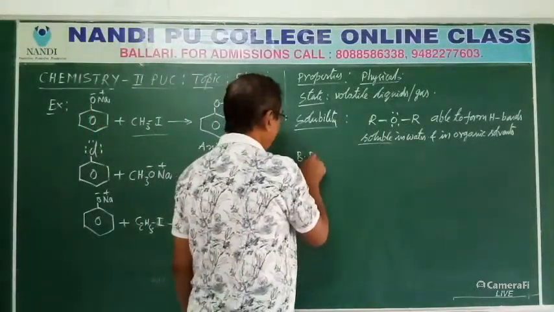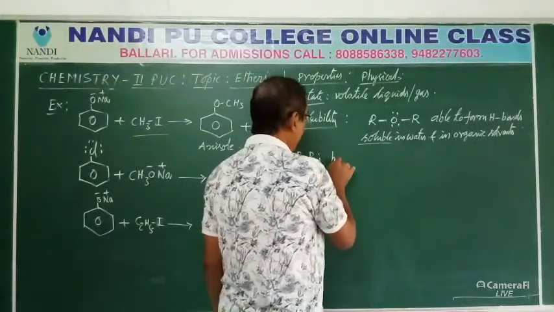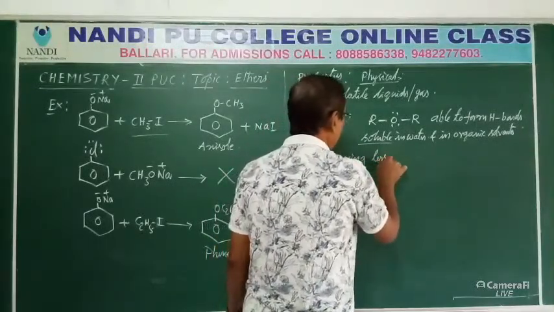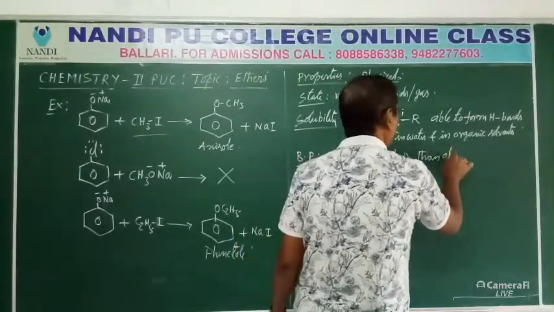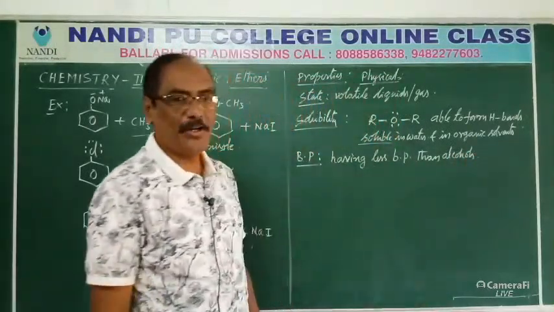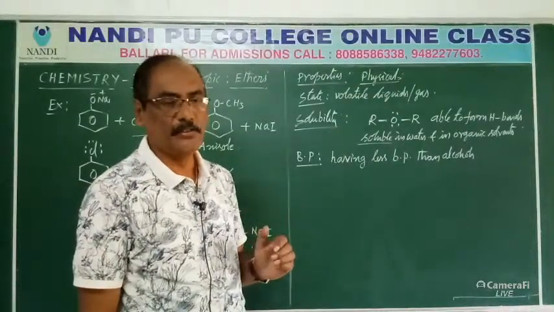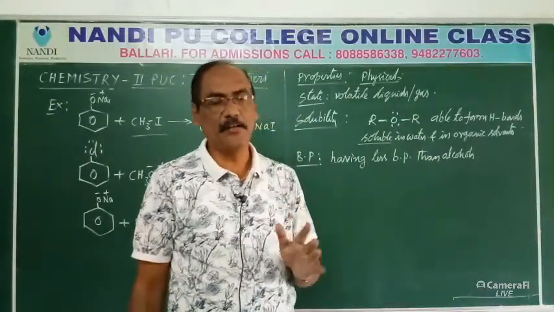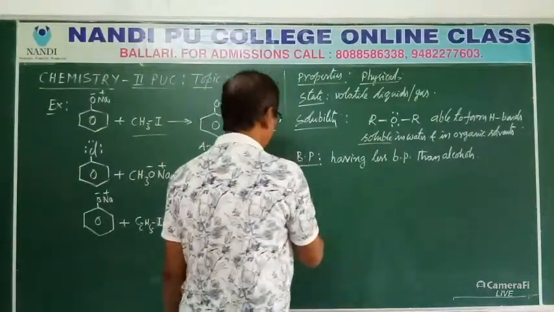Then boiling point. When compared to alcohols, ethers have lower boiling points. When compared to alkanes of comparable mass, they have almost the same boiling points.